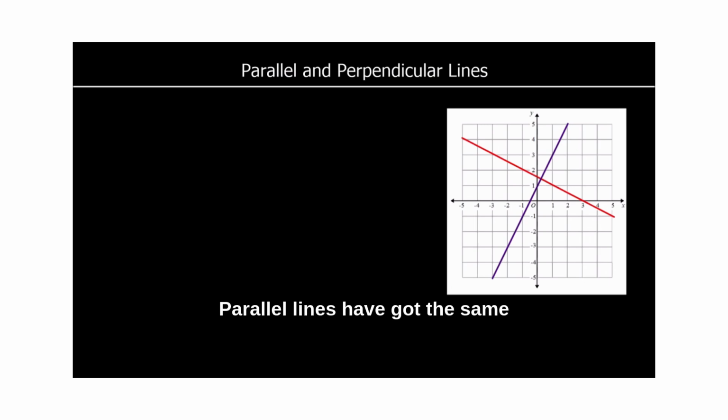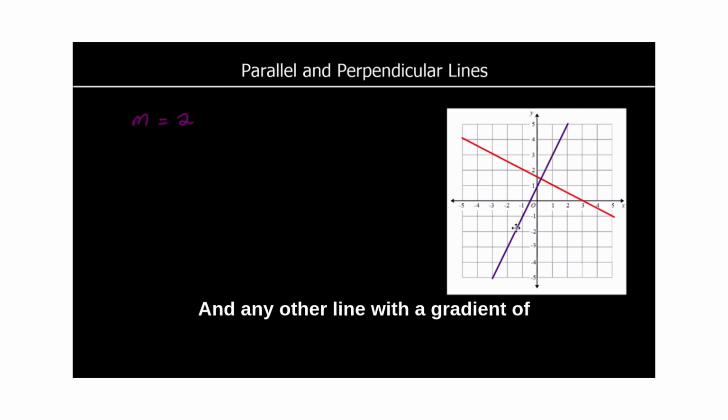Parallel lines have got the same gradient. They go in the same direction. So if we look at the purple line, we can see for every one it goes across, it goes up 2. Across 1, up 2. Across 1, up 2. So we can say that the purple line has got a gradient of 2.